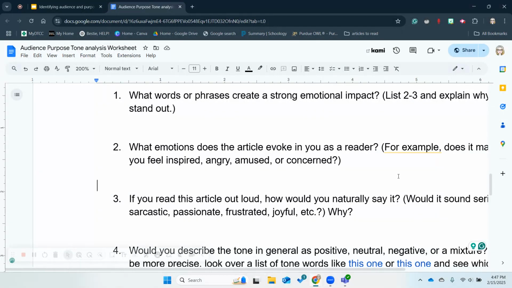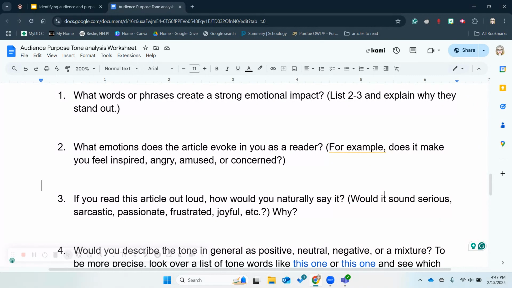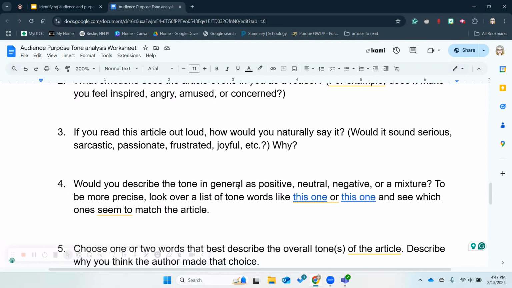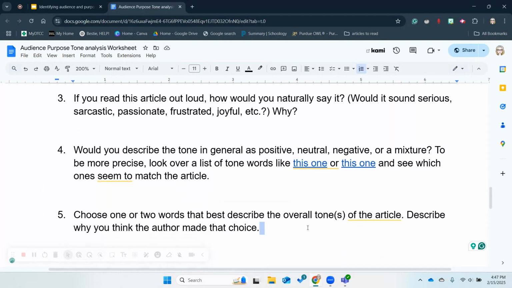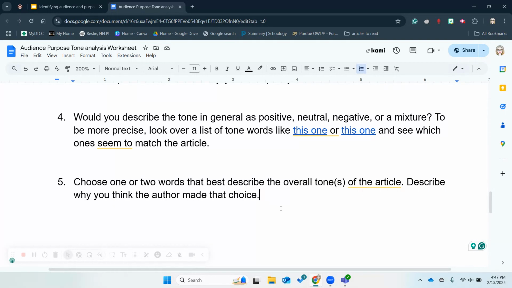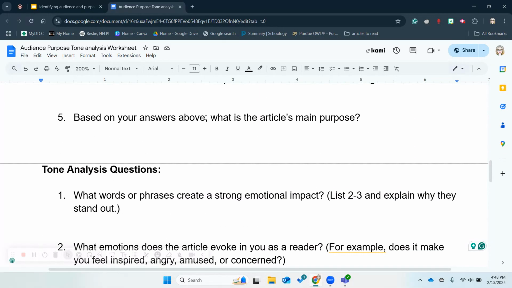If you read the article out loud, how would you naturally say it? When I was reading that one passage, I was kind of reading it in that enthusiastic, optimistic tone because it was hard not to. So you could try that. You could start with generally positive, negative, or neutral, and then look at the lists of tone words to see if there's one that seems to match. And then after that, what are the one or two words that describe the overall tone, and why do you think that? Okay, so that can help you with that comprehension quiz.